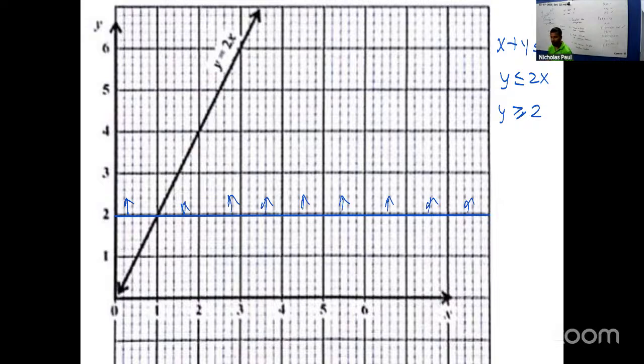Right, before I forget. Y less than 2x is where, Brad? Y is less than 2x. Where do I shade? Above or below? Less than is below.